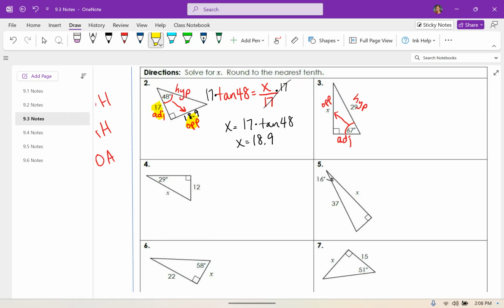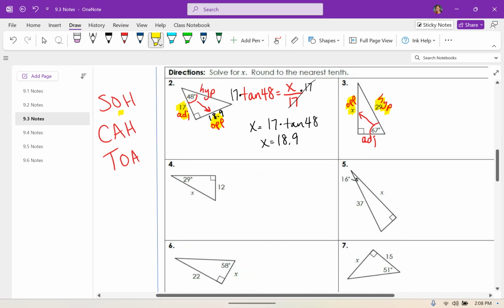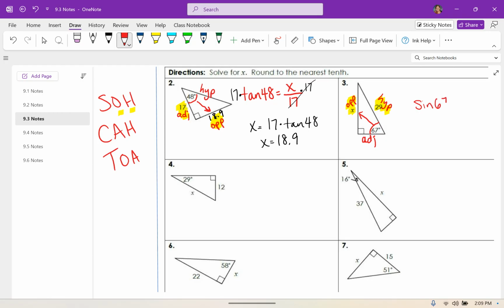We are given opposite and hypotenuse. So you come over to SOHCAHTOA, and we're looking for something with O and H. So it's going to be sine of the angle equals opposite over hypotenuse. And we do the same exact process. We're going to solve for x by multiplying by 29 on both sides, and I get x equals 29 times sine of 67.